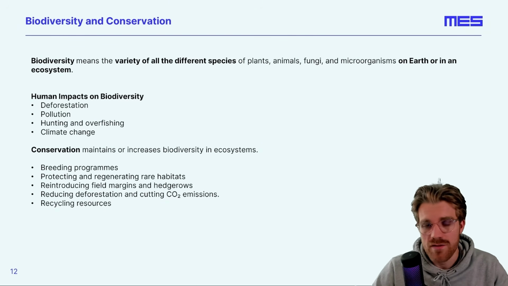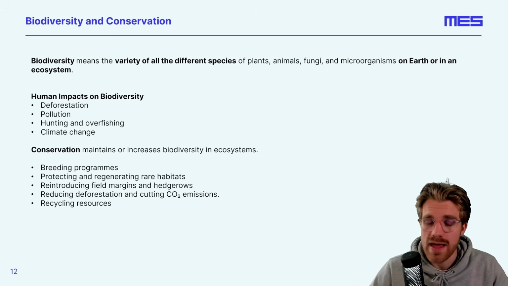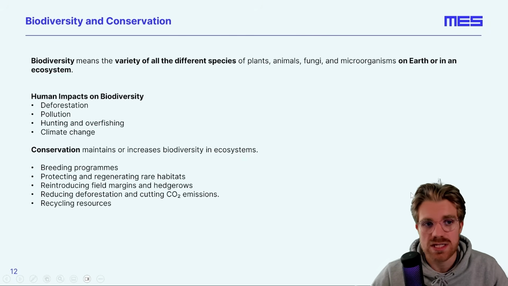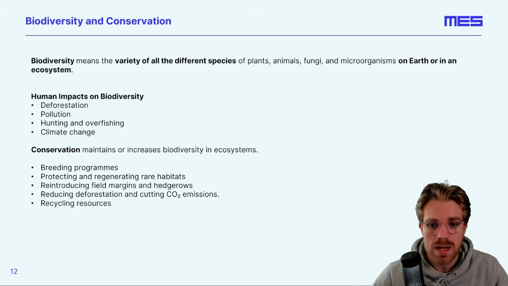Next, we move on to biodiversity. Thinking about ecosystems, a good, stable community has a lot of different types of species living within it. They are all interdependent and they all rely on each other for different things. Biodiversity means the variety of all the different species of plants, animals, fungi, and microorganisms on Earth or in a specific ecosystem. Biodiversity is super important. It makes ecosystems more stable.